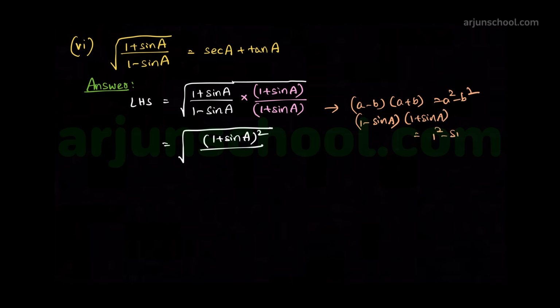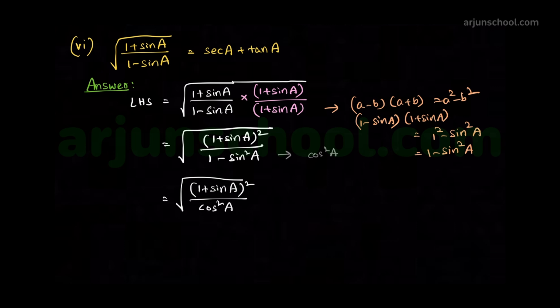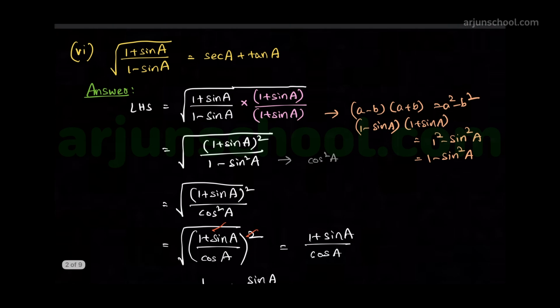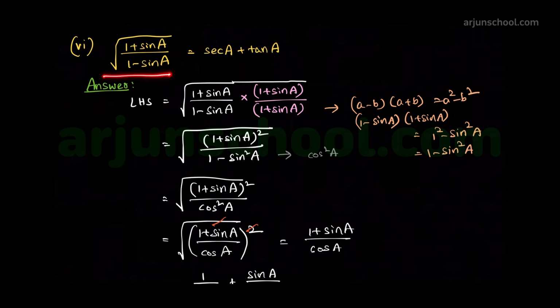Therefore, we can write the denominator as 1 minus sin² A. That is equal to root over 1 plus sin A whole square by 1 minus sin² A, which is cos² A. That is equal to root over 1 plus sin A by cos A whole square. We can cancel square root and square. That is equal to 1 plus sin A by cos A. Now separate the terms. 1 by cos A plus sin A by cos A. That is equal to 1 by cos A is secant A plus sin A by cos A is tan A, which is equal to RHS. Therefore, we have proved that root over 1 plus sin A by 1 minus sin A is equal to secant A plus tan A.